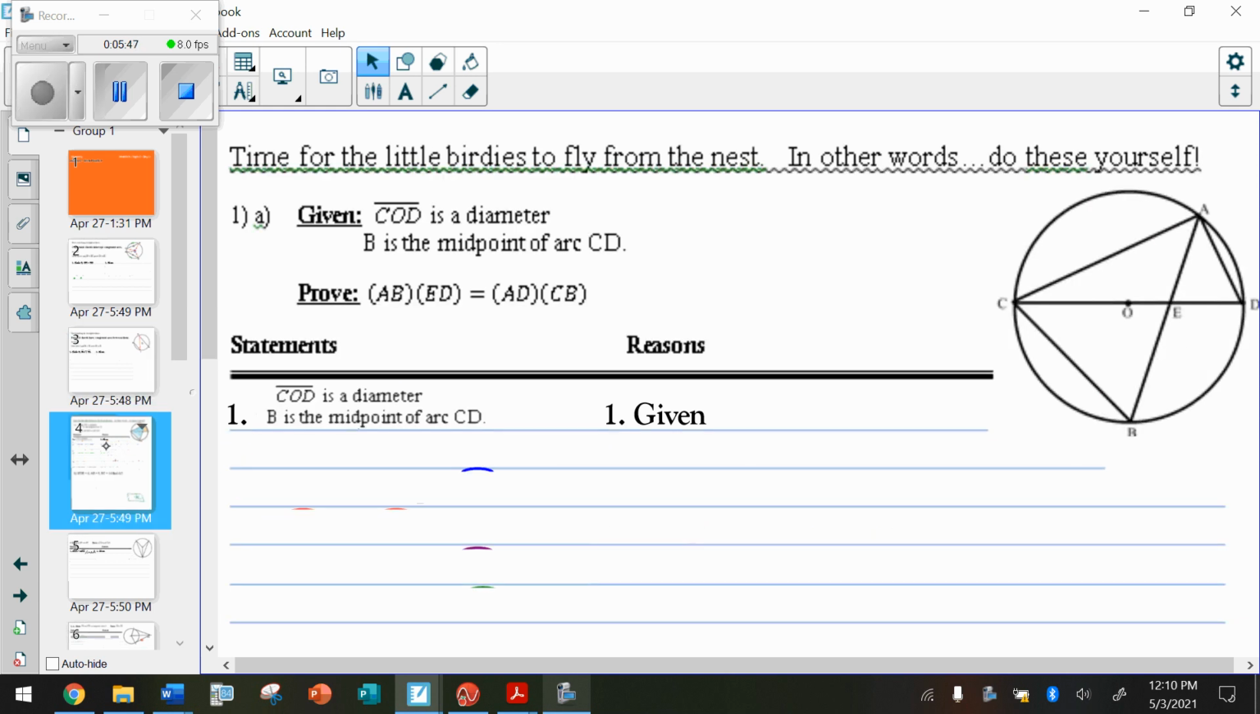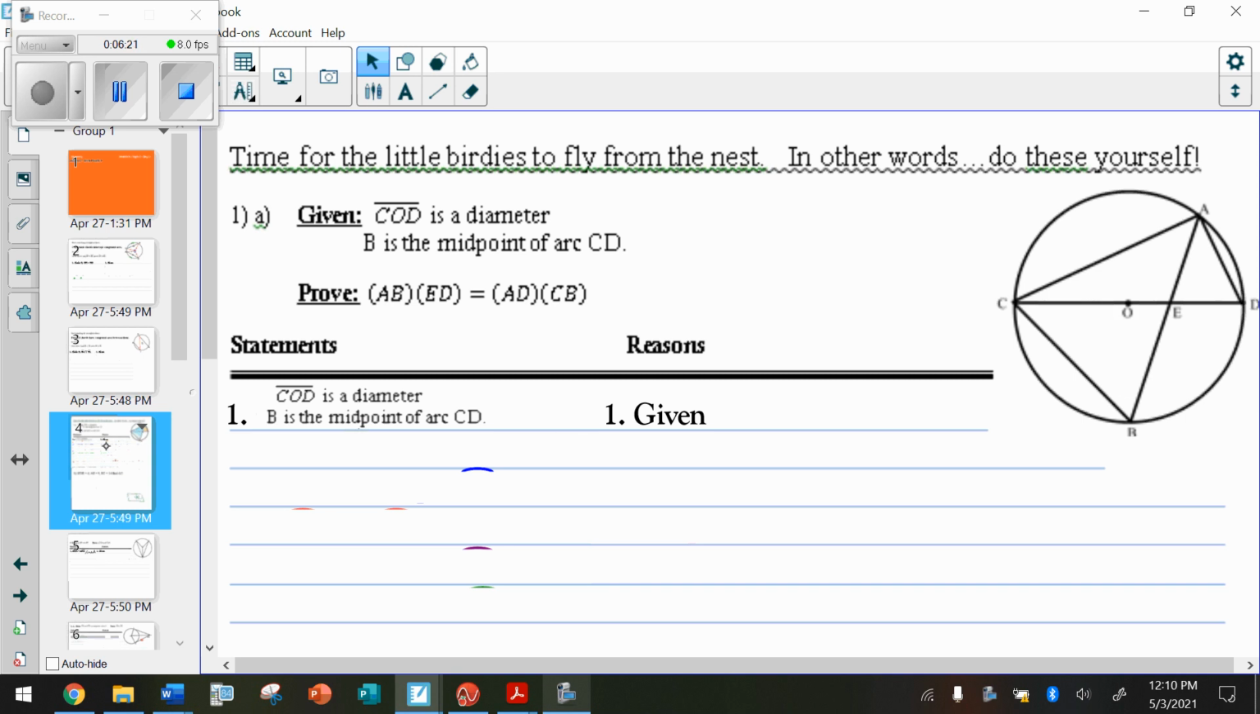All right, look, it says it's time for the little birdies to fly from the nest. In other words, do these yourself, but I'll help you out a little bit. CD is a diameter. It's part of our givens. B is the midpoint of arc CD, with CD being a diameter. Thinking out loud here, if B is a midpoint, that means I know that arc BC will be equal to arc BD. So that'll come in handy.